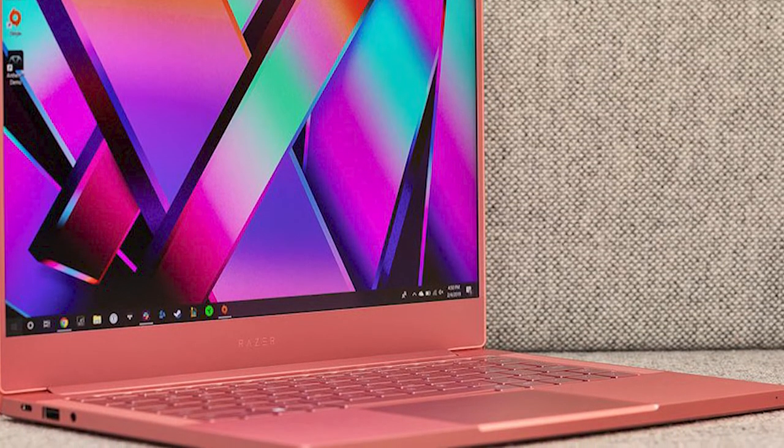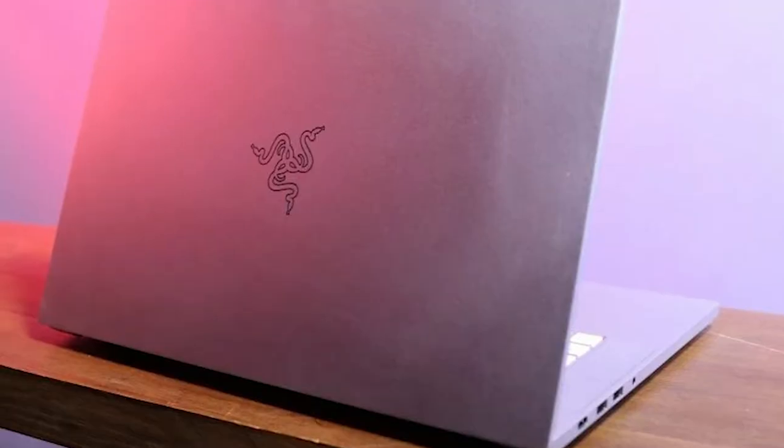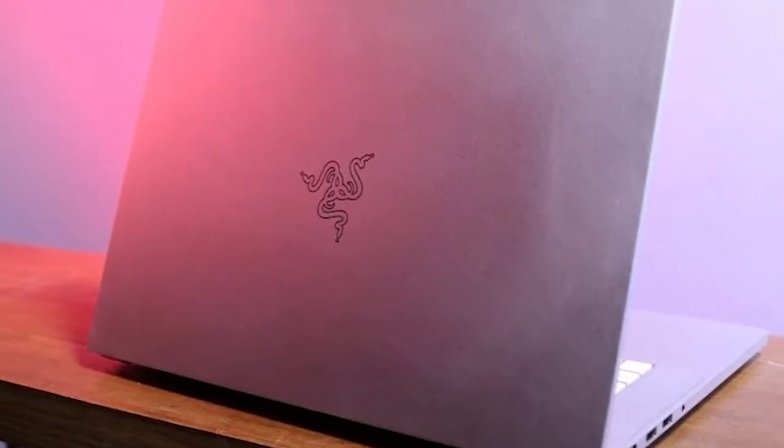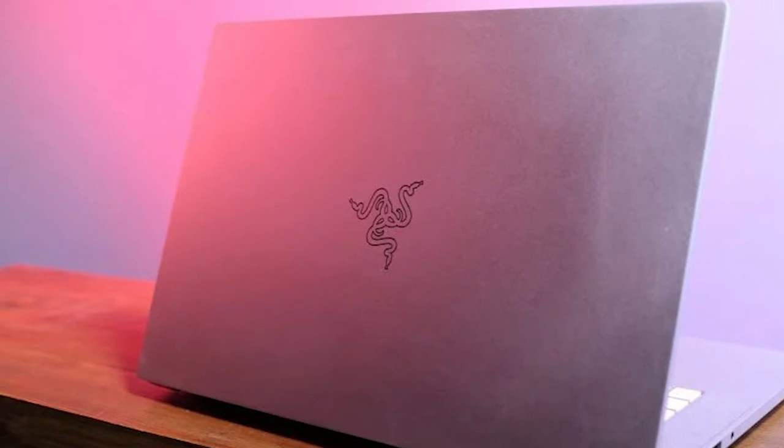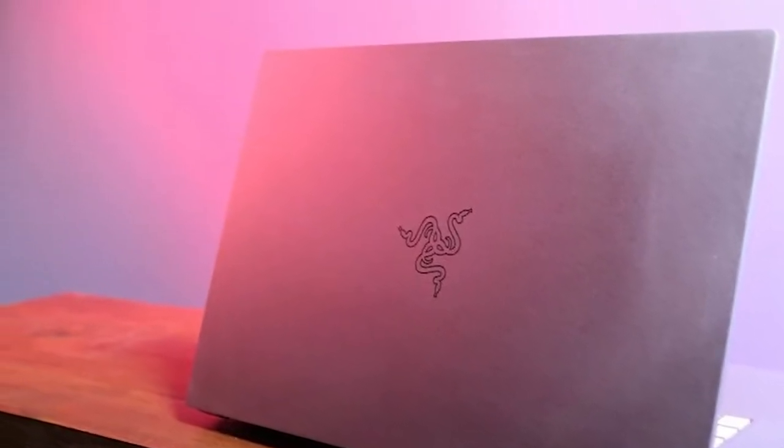If you do want something that will run this and next year's games at 60 FPS, you may want to consider one of the 2021 Razer Blade models. Just be aware that they'll run you a bit extra and aren't available in pink.